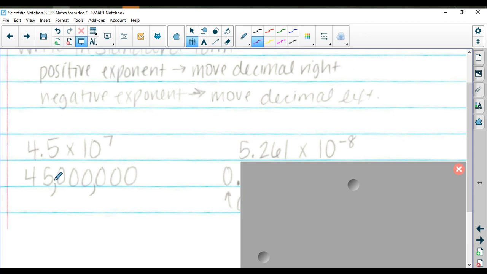The other thing that you should do is go ahead and put in commas. So you count 1, 2, 3, and then you place a comma. 1, 2, 3, and then you place another comma.